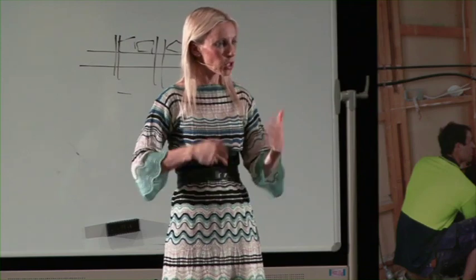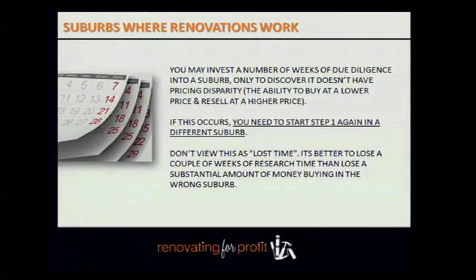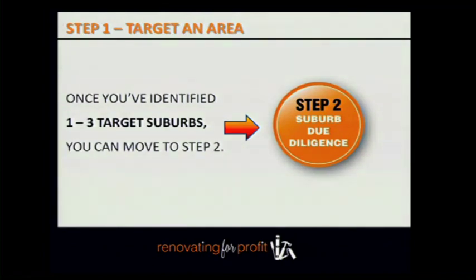Now the reality is that you may undergo step number 2, the suburb due diligence, and you might find that after you've spent a couple of weeks starting to do your due diligence, the suburb is not all it's cracked up to be. Don't lose heart that you've lost a couple of weeks. For me, I look at that more as an opportunity that you haven't lost any money, okay? So due diligence is absolutely paramount. Once you've identified your 1 to 3 target suburbs, only then can you move to step number 2 and start to focus on how to become a suburb expert.